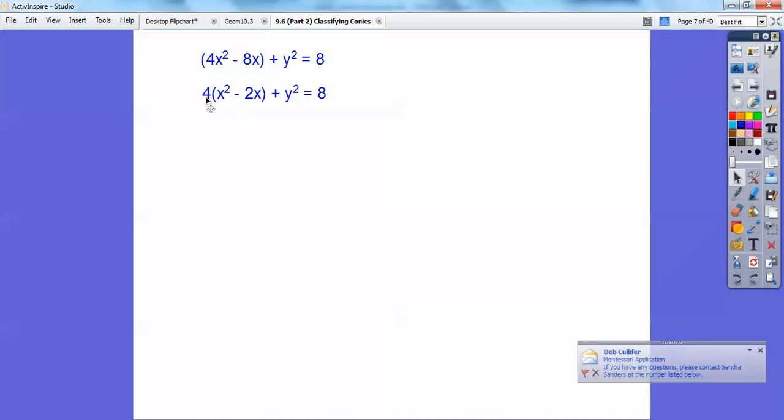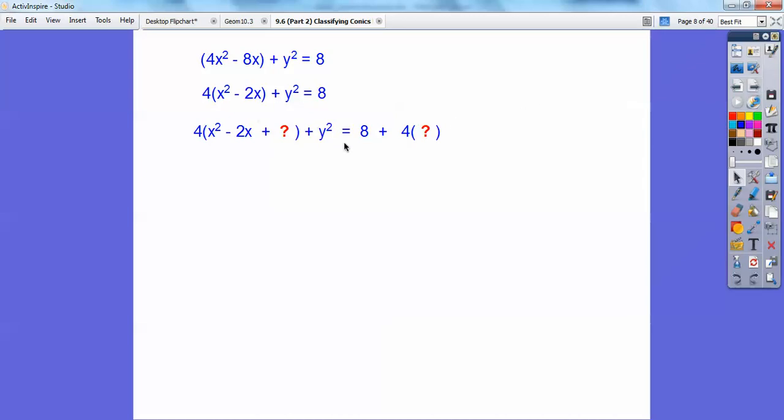So I'm going to create some space, and to complete the square, I'm going to add a number inside this parenthesis. Whatever that number is, it's actually 4 times that number. Whatever I do to the left of this equal sign, I have to balance it out and do to the right of this equal sign. So that's why it's 4 times whatever this number is.